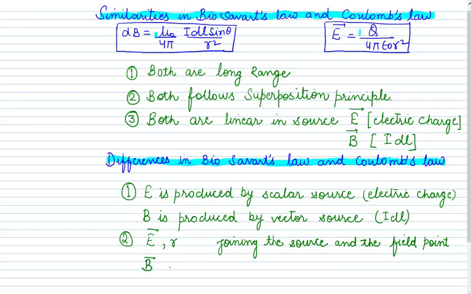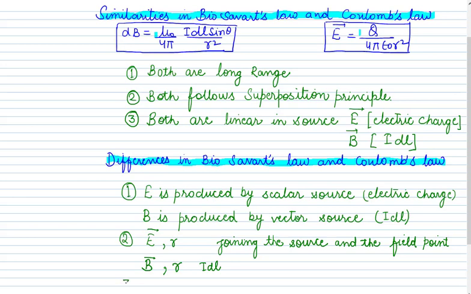It is perpendicular to the plane containing the displacement vector R and the current element IDL. So because it is perpendicular to these two, and here it is along the line joining the source and the field point.